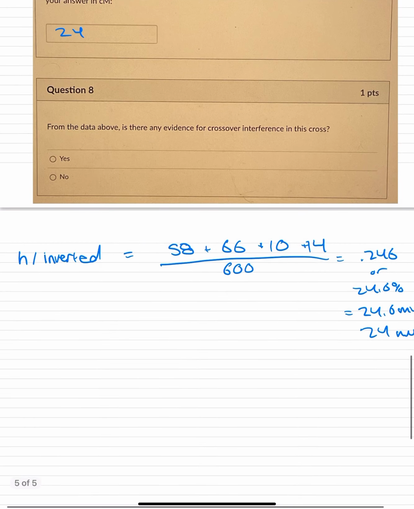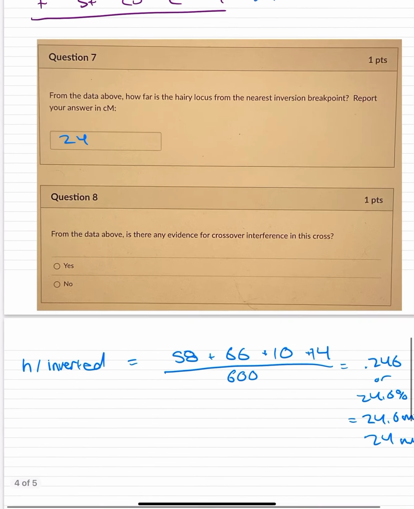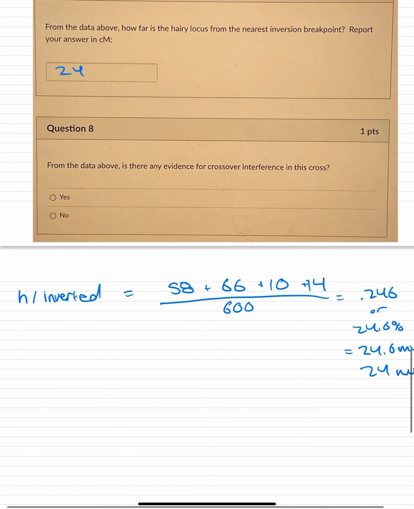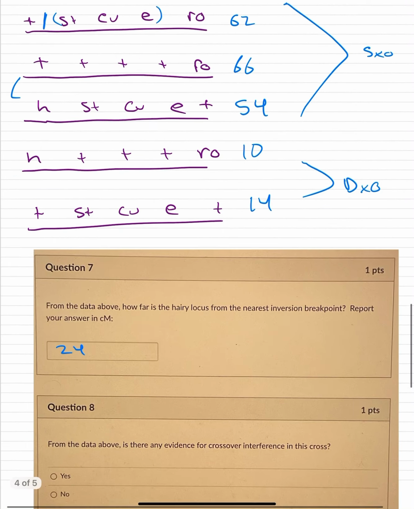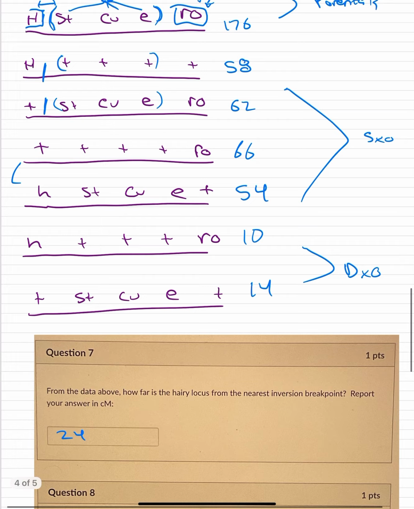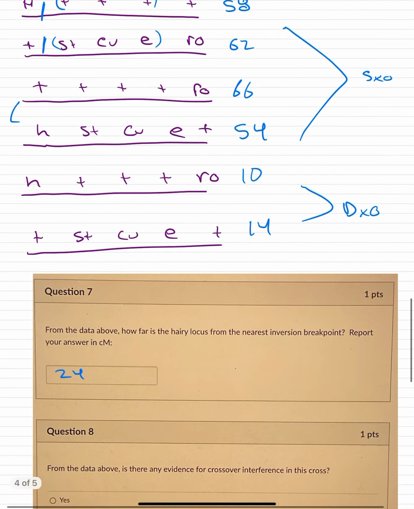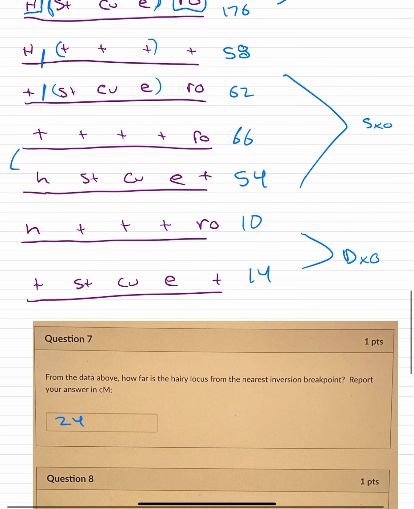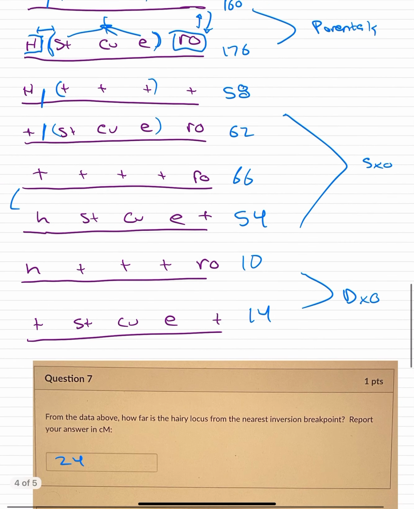All right, in order to find that, we have to find the recombination frequency for the second gene, which is RO for rough. We're going to have to do the same thing that we did for H in the inverted. It's going to be RO/inverted. For the RO crossovers, we have 54 and 66. So it's going to be 66. Where is it? Sorry, I got confused between these two. This right here is the crossover between RO.